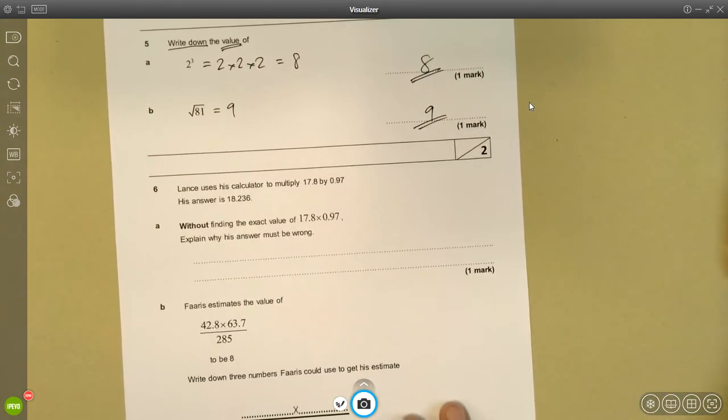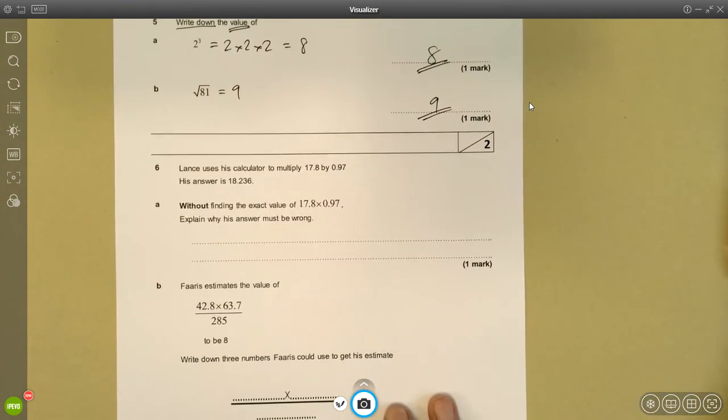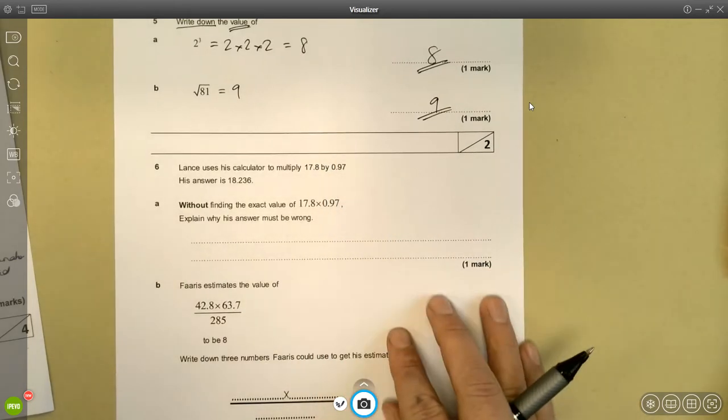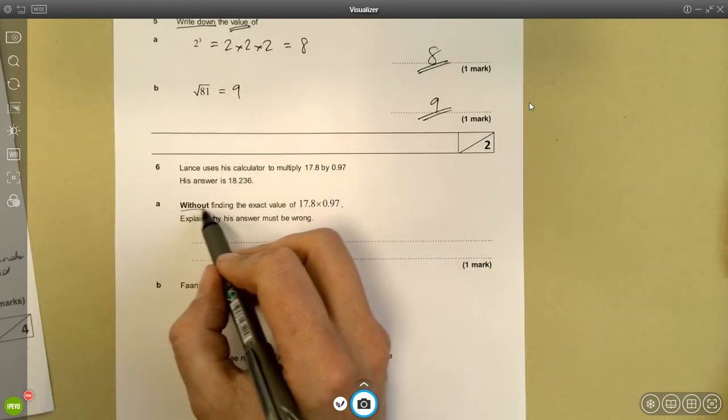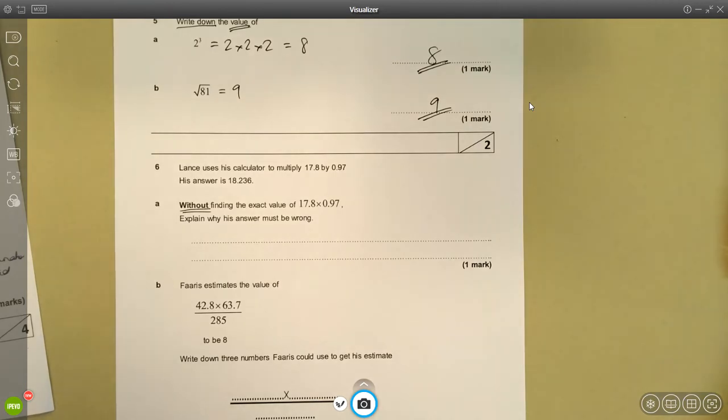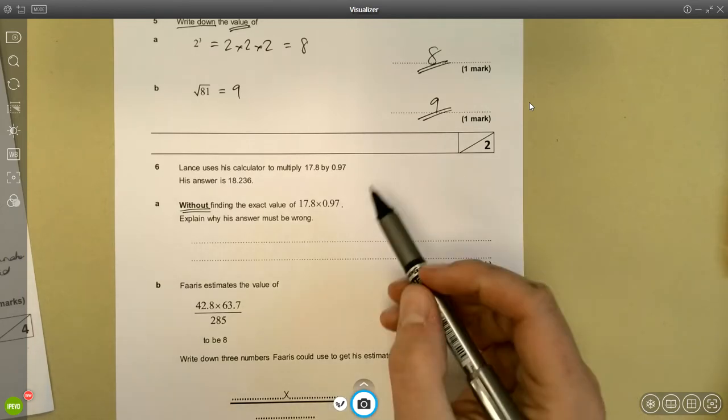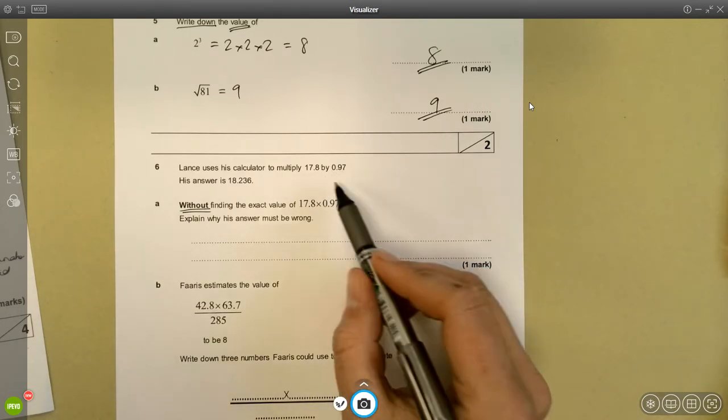Okay, if we look at number 6, Lance, which is a strong name, he uses his calculator here to multiply these two numbers together. Now, it says without finding the exact value. We're not actually that interested in finding the exact value. It's testing if you understand what happens when you multiply decimal numbers.